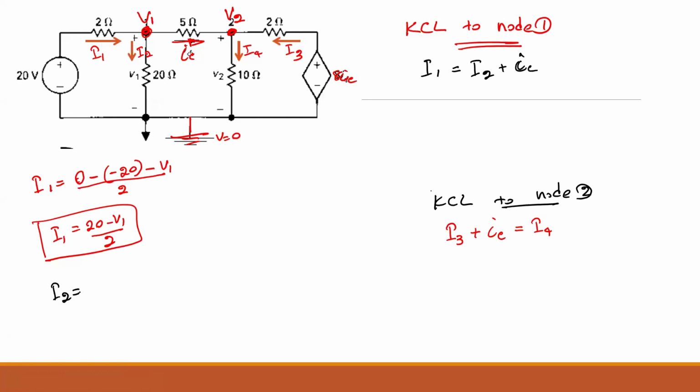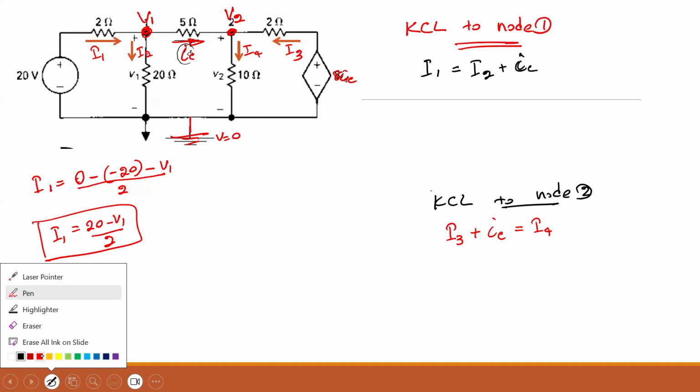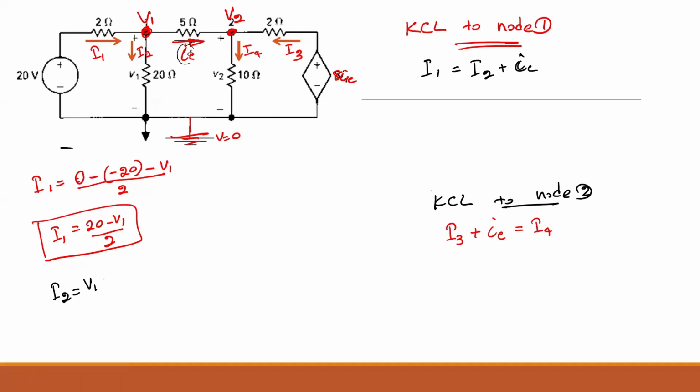Starting from? You have V1 minus V2. Finishing at where? I2? V1 minus V2. Is that right? It is this one, right? I2 is this. Oh, sorry, I was looking at the wrong one. I2 is V1 finishing at 0 and divided by 20.